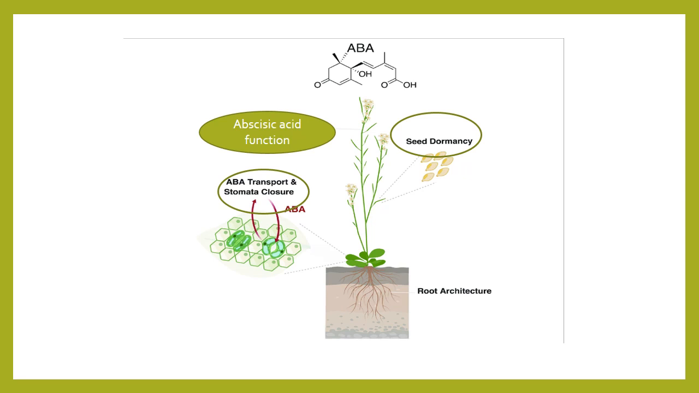Suppose the environment is in the drought condition, no water, so they will produce more abscisic acid. Like in our body, we have a stress controller. Which hormone? Anyone? Adrenaline hormone. In stress, it is released. So that's why it's the stress control hormone.